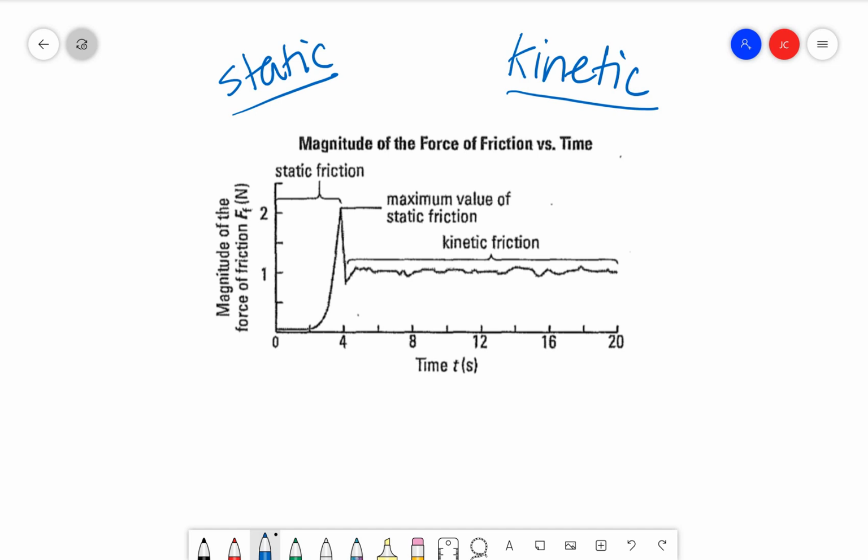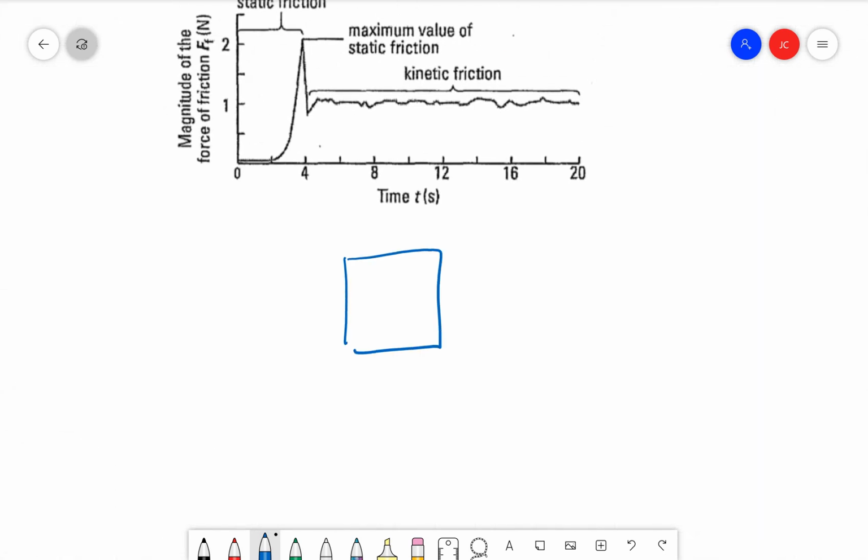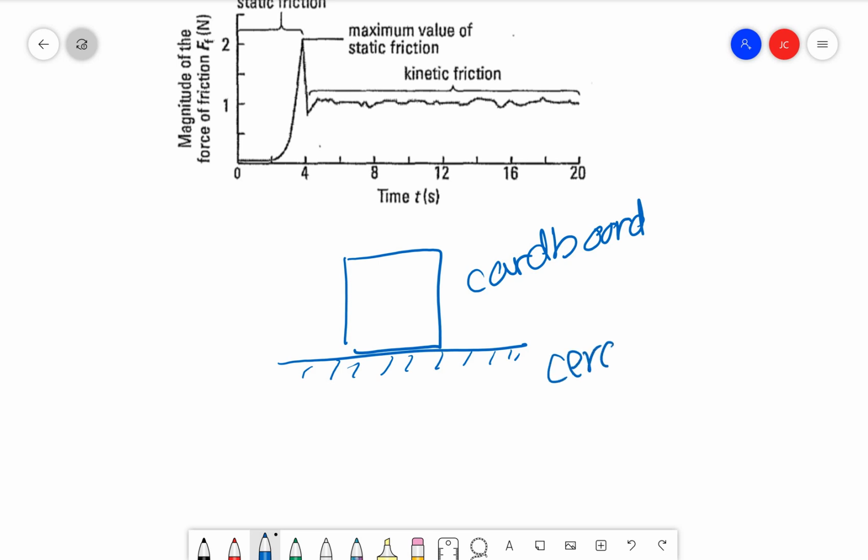I'm going to go back to an example. Let's say you're moving houses and you have a heavy box with some furniture in it. It's on the floor. So the two things which matter in this are this box and the floor. These are the two surfaces that we're taking into consideration. The box is obviously cardboard. The floor is, let's say, ceramic. So we have these two materials, and we are interacting between them.